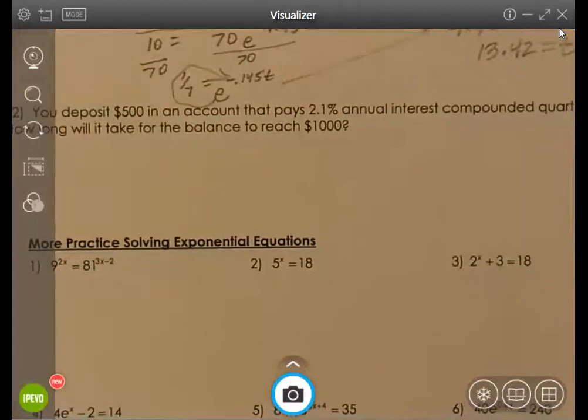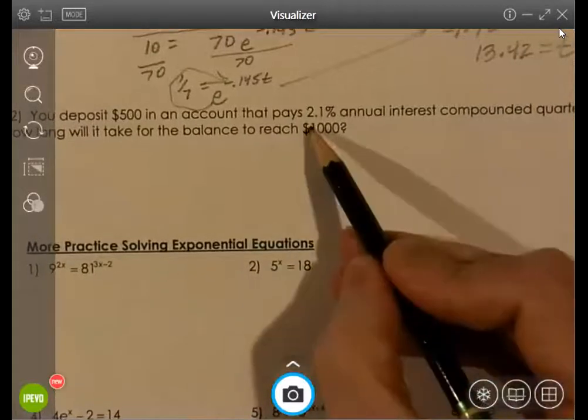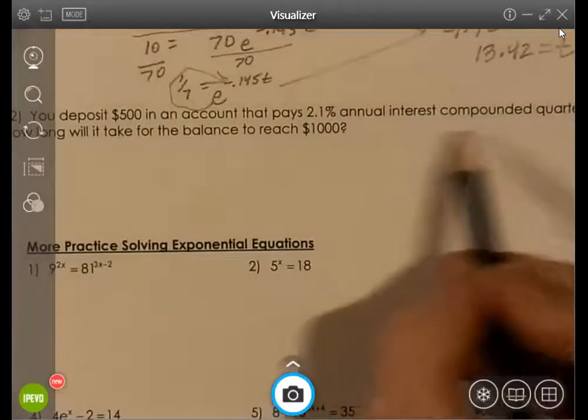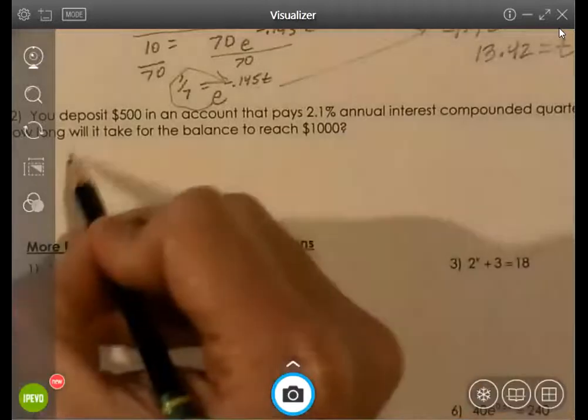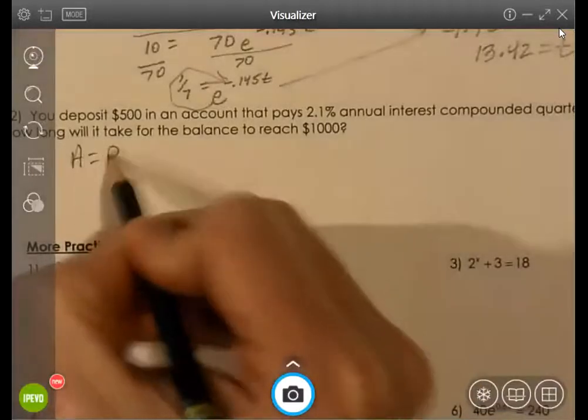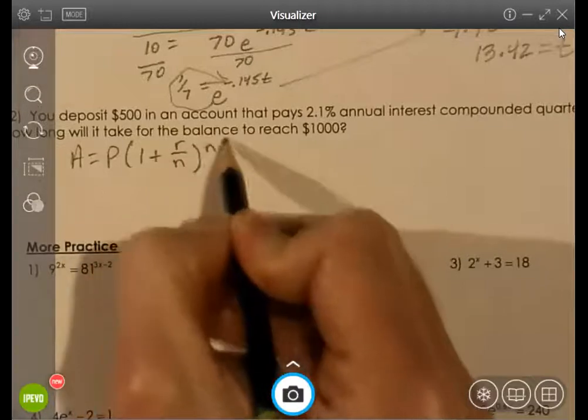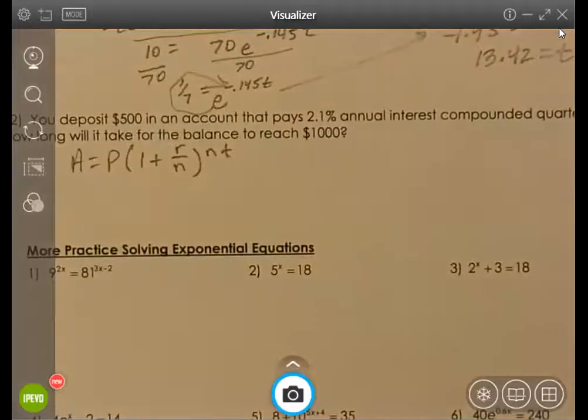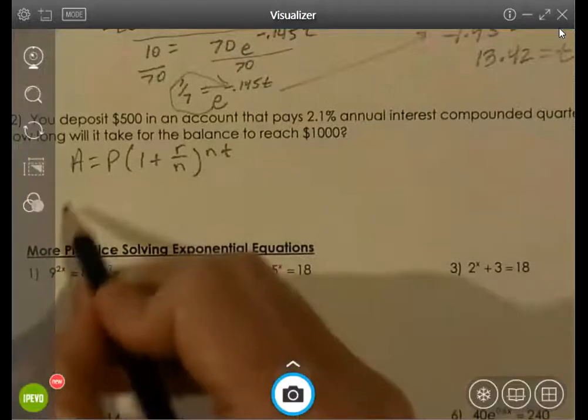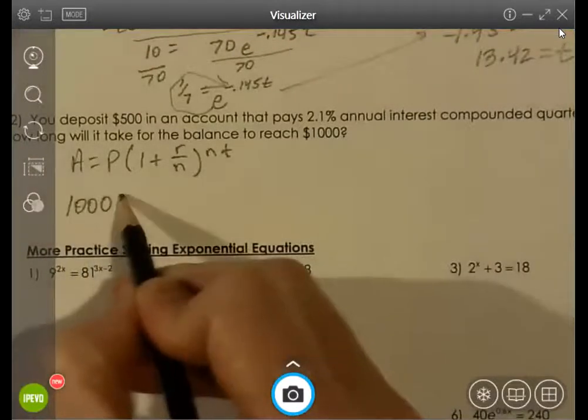Here you deposit $500 into an account that pays 2.1% compounded quarterly. So we have to use compound interest. So that's our compound interest account. How long will the account take to get to 1,000? How long will it take to double?